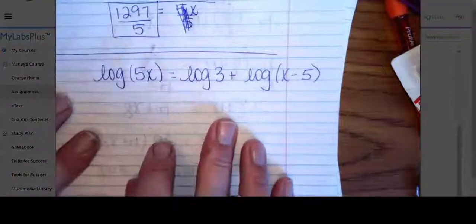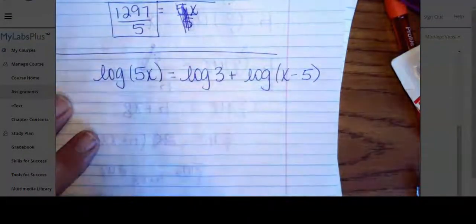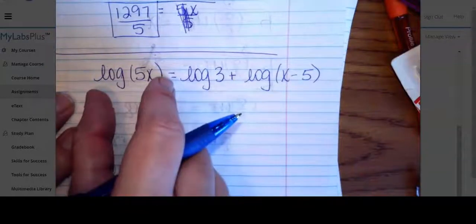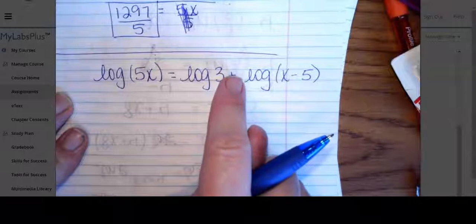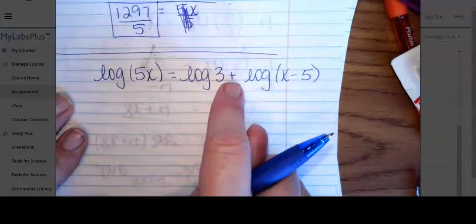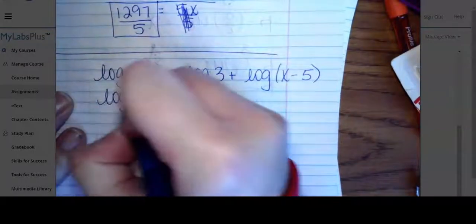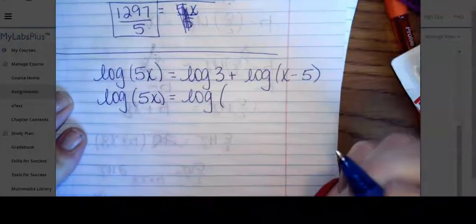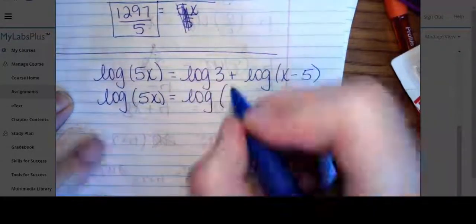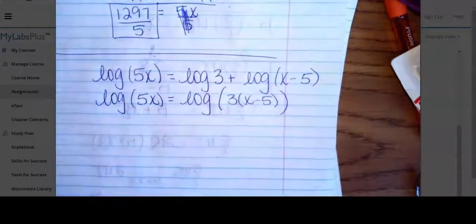Or a single log equal to something else, or logs equal to logs. So I've got logs on both sides. First step is you better make sure you have one log equal to one log. So I need to condense these. If it's addition on the outside, it's multiplication on the inside. So now I've got the log of 5x equals the log of this argument times that argument. So 3 times x minus 5.